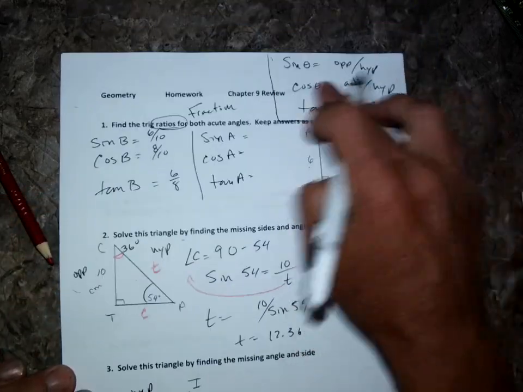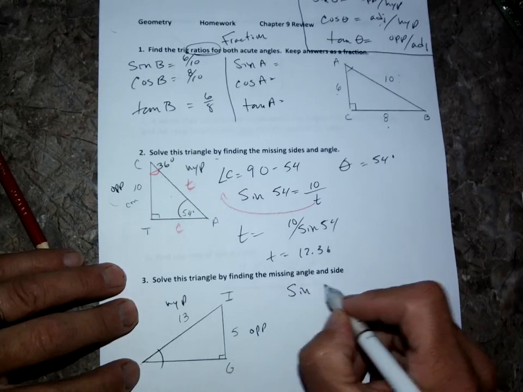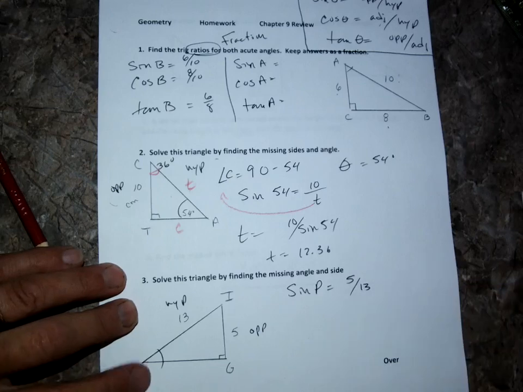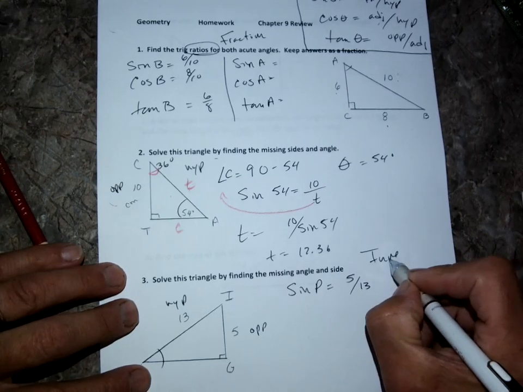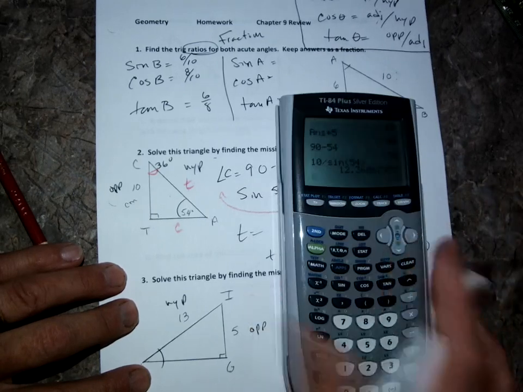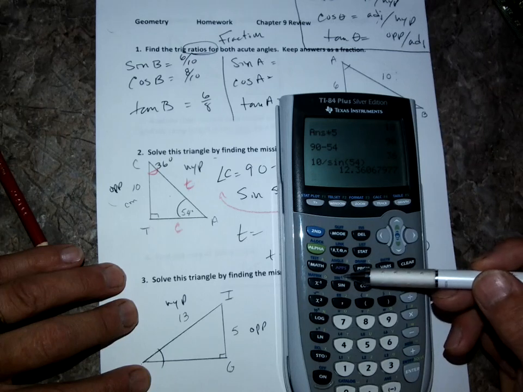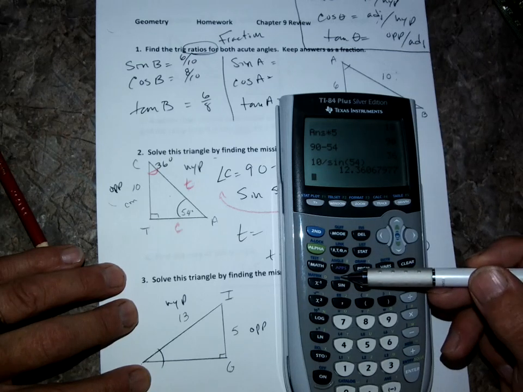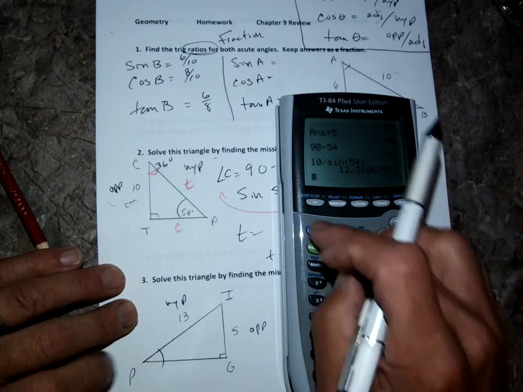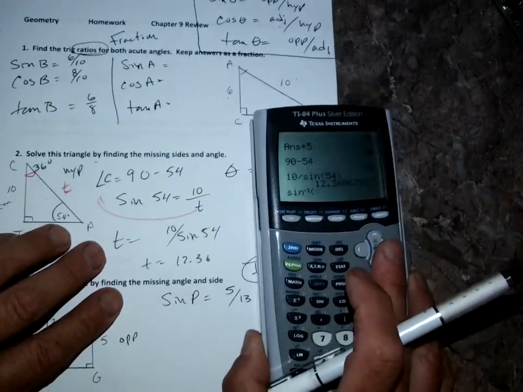Opposite over hypotenuse has got to be sine, right? So I'm going to set up sine of theta, but sine of angle P is equal to 5 over 13. Remember, inverse. If you need the angle, use the inverse button. That's the blue ones. Those are your find-the-angle buttons. You want to use these, sine to the negative 1. So I'm just going to go sine inverse of 5/13, and watch what happens.